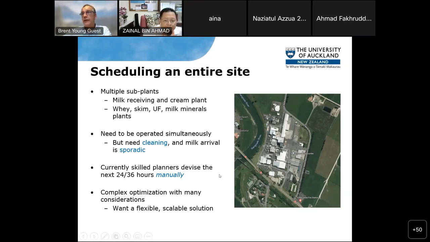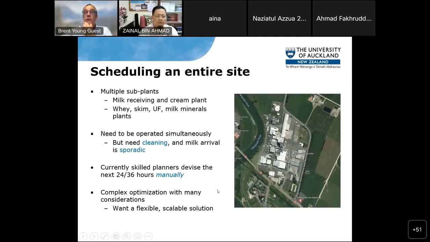So at the moment, it's perhaps no surprise to you that the schedule and the optimization is done by the planners manually with an Excel spreadsheet. With this complex operation, there's lots of opportunities to get a far better optimized process that could be efficient and save energy and optimize the production of product.